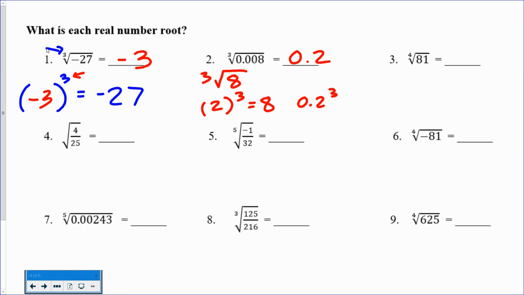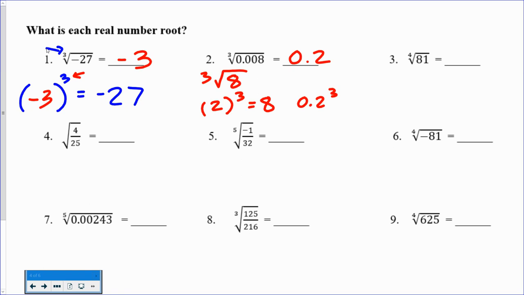Typically when they have a decimal inside of one of your radicals, you can just ignore all the zeros, use your number, find what value raised to that power would give you that number, and you put a decimal in front of it, and that's typically it. But you can check it with your calculator too.